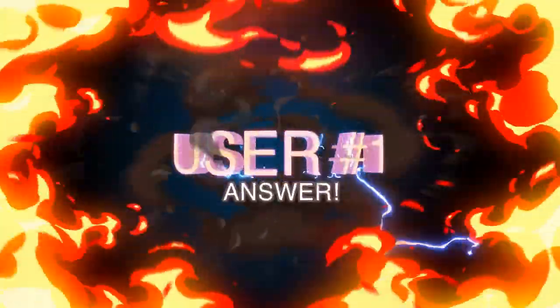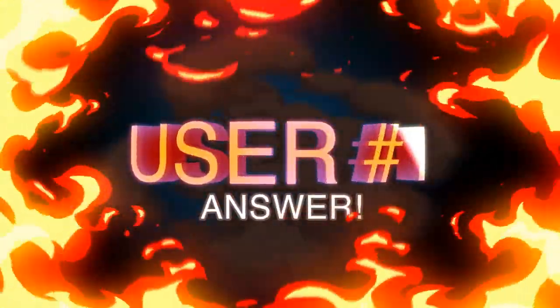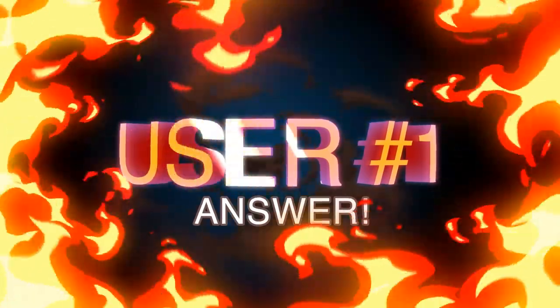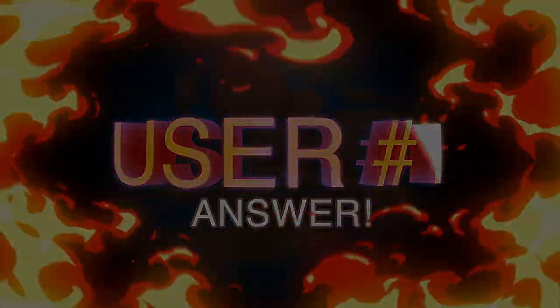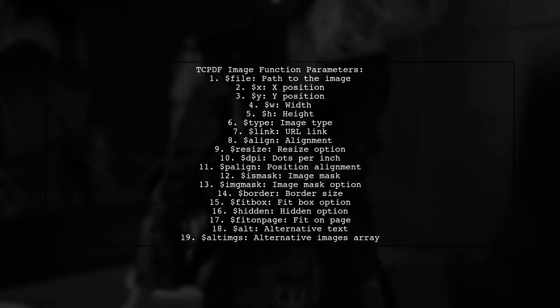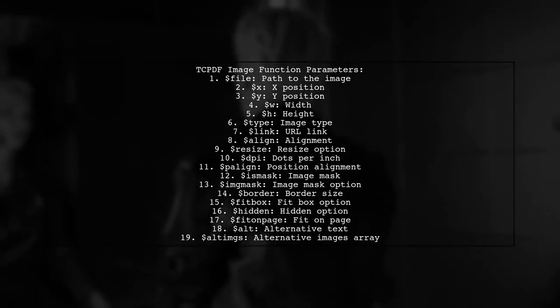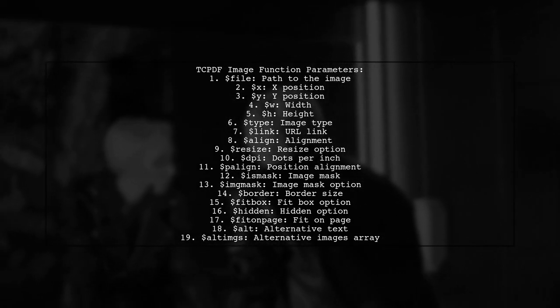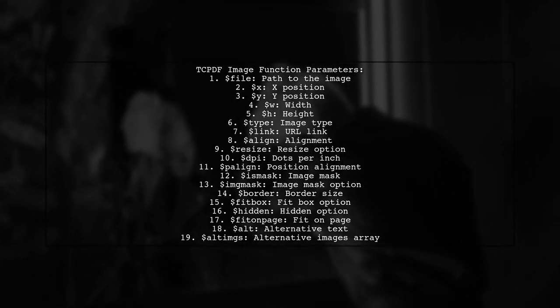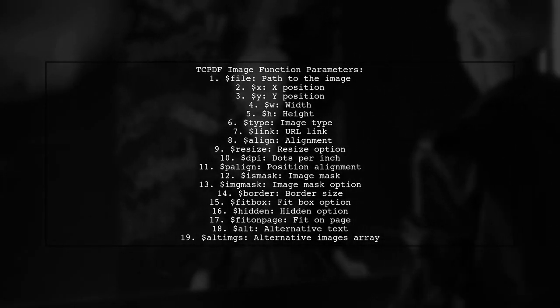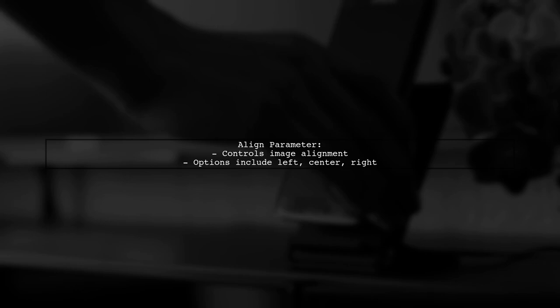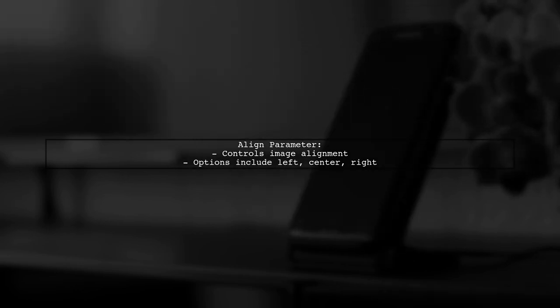Let's now look at a user-suggested answer. The image function in TCPDF has several parameters. You can specify the file path, position, width, height, type, link, alignment, and more. The align parameter allows you to control how the image is aligned within the document.